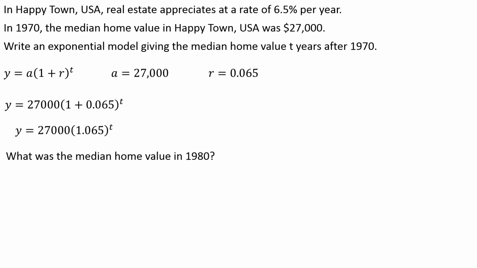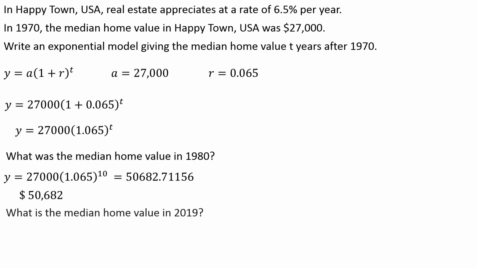Well, what was the median home value in 1980? T would be 10. We're looking at a little over 50,000. You're like, no way. We went from 27,000 to 50,000. Well, using this model, what would 2019 be? That's 49 years after 1970. About 590,000.